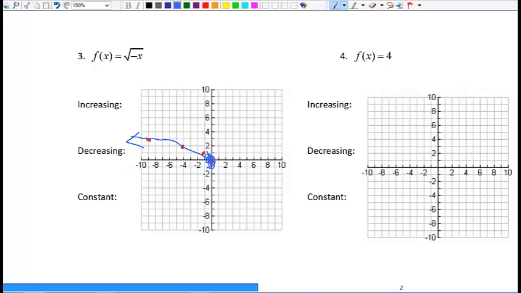And what are the y values doing the whole time? The y values are actually getting smaller the whole time. So it is decreasing from negative infinity up till 0, in which case it stops at 0. So there's no place where it's increasing and no place where it's constant.